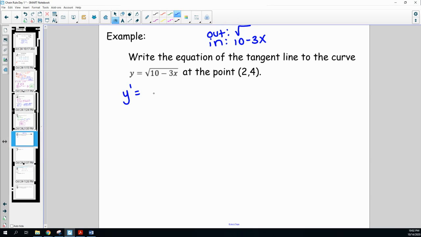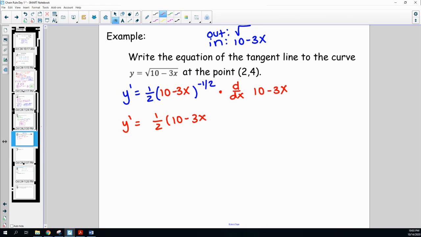So I'm going to take the derivative of the outer function, so 1/2 something to the negative 1/2. That something is going to be my inner function, so 10 minus 3x. And then we're going to multiply it by the derivative of the inner function, so derivative of 10 minus 3x. So we get y prime equals 1/2 (10 minus 3x) to the negative 1/2 times negative 3. So if I smush this together, I get y prime is equal to negative 3 over 2 square root of 10 minus 3x.